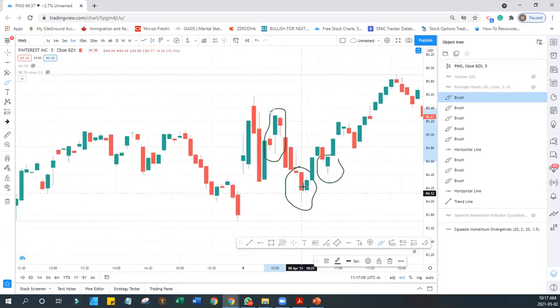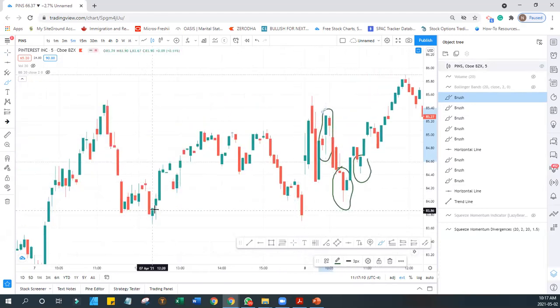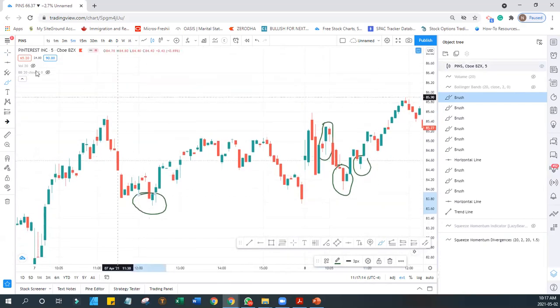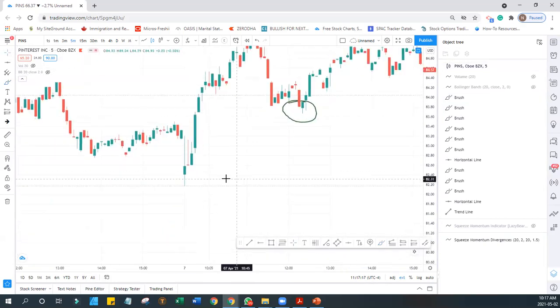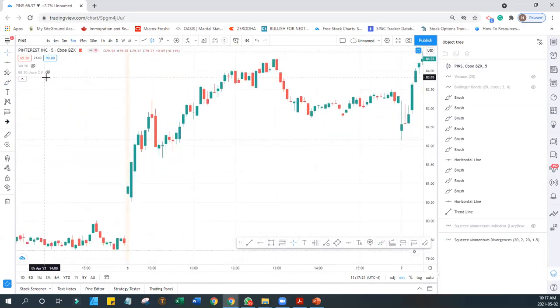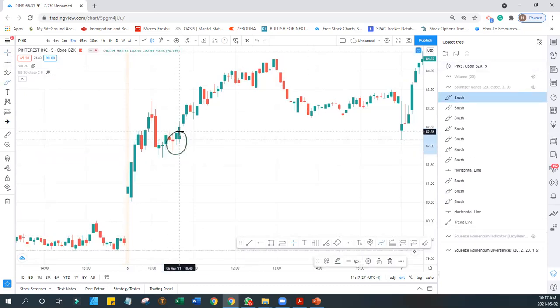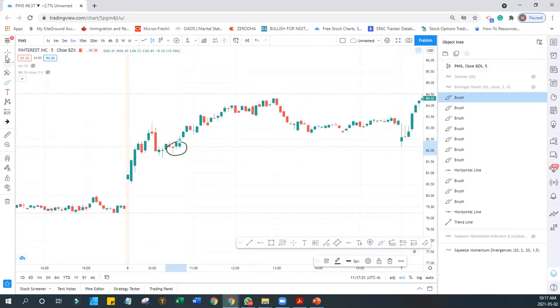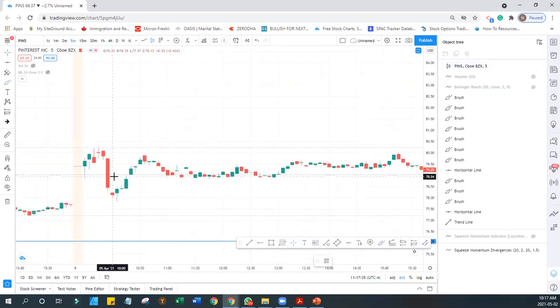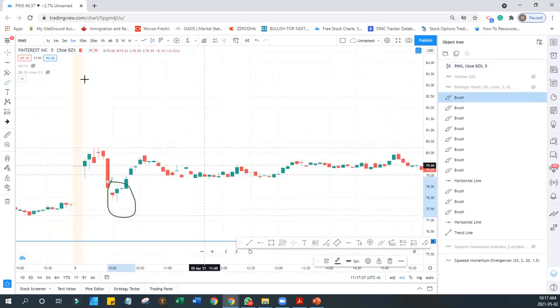Now let's see if I can find some. Yeah, look at this one. This is a hammer on the bottom. Now let's see if I can find some here. This one can be termed a hammer if you want, but it's already up. So sometimes it works, most of the time it does not. I would say this is a hammer. Okay, it worked.